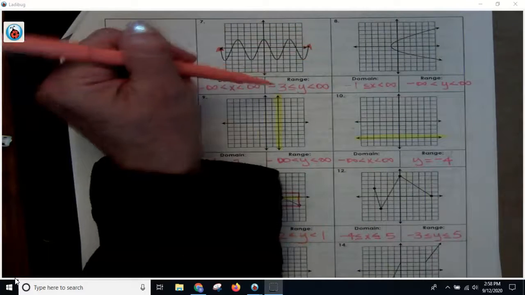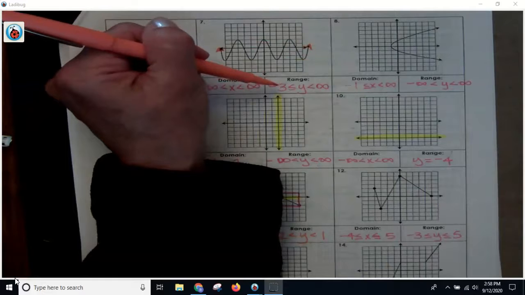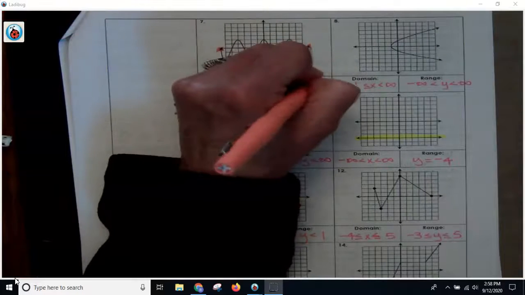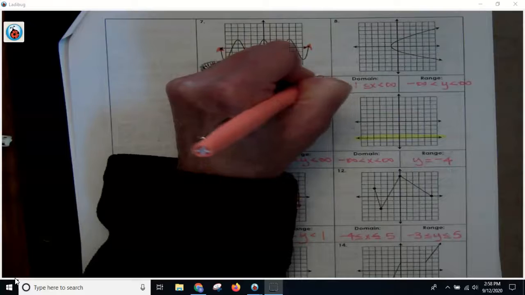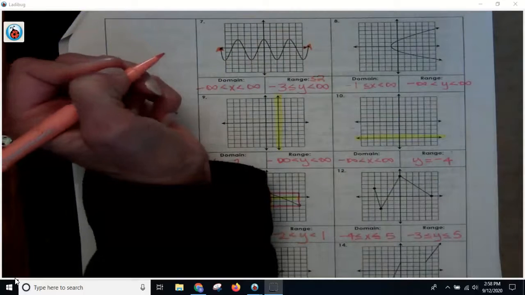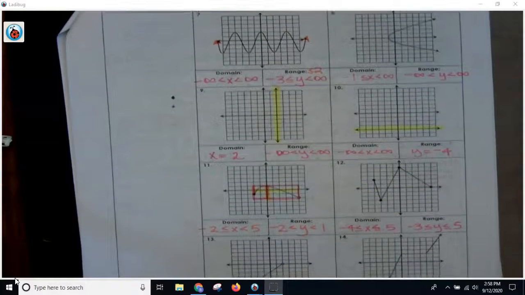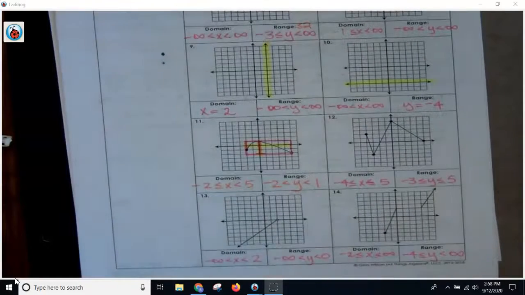If the pattern did continue, then my range would be changed to -3, and then the top boundary would be +2, and it would look like that. But this question is a weird question. We talked about that in class. So here are your answers here, and hopefully that is helpful. All right.